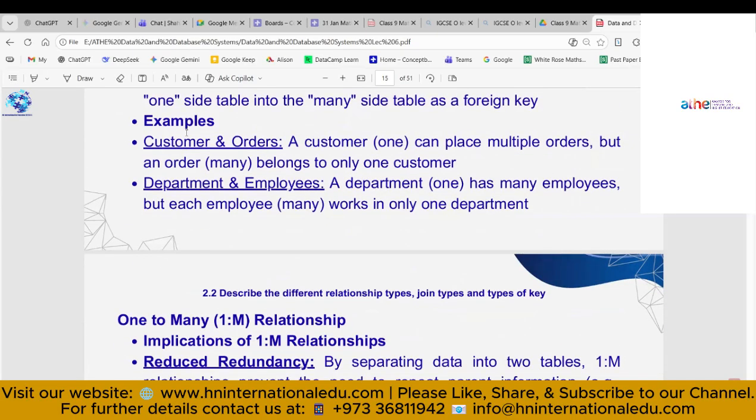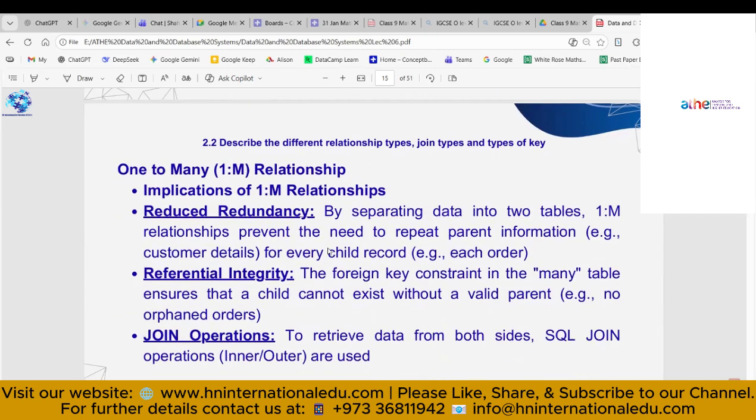Then what are the examples? The first example is customer and order. One customer can place multiple orders, but an order belongs to only one customer. In the case of departments and employees, a department can have many employees, but each employee works in only one department. No employee will work in two departments at a time.